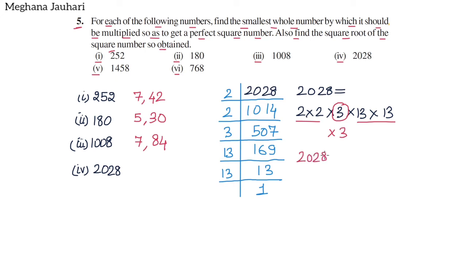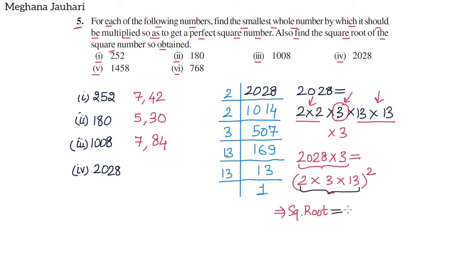So 2028 we will multiply by 3, right? So it will be 2, as you got 2 in a pair, 3 again in a pair, and 13 we had already in a pair. So 2 times 3 into 13 whole square, right? So we will just take 1 out of each. If you haven't understood, I recommend you see the previous video where we understood how to find the smallest whole number. So square root of this will be 2 into 3 into 13. We are just going to write 1 out of each pair. So we will get 3 times 2 is 6, 6 times 13 is 78.